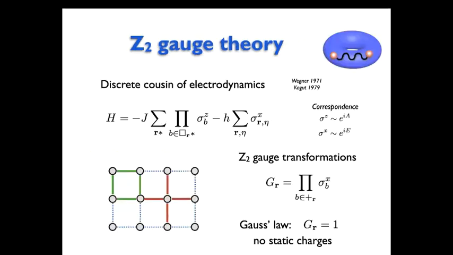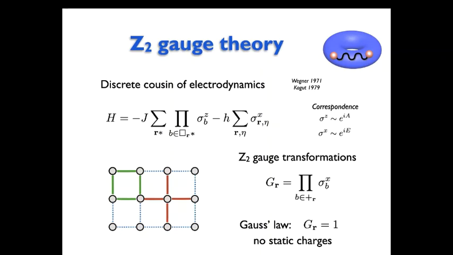So now the Ising gauge theory is a related model where the degrees of freedom are gauge fields. They live on links of a square lattice for us, and it's some kind of discrete cousin of electrodynamics. So we have sigma z and sigma x operators, which in U(1) gauge theory would correspond to the phase of a gauge field and the phase of an electric field.